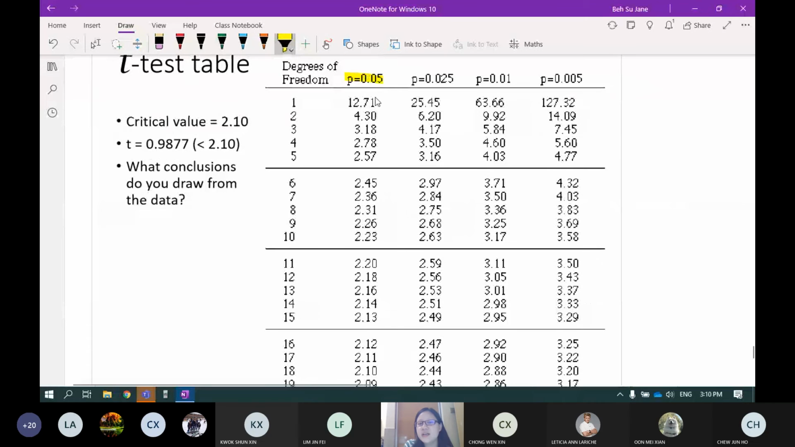So let's always look at the P equals 0.05 level. Degree of freedom is 18. A critical value is 2.10. You can see here that our t value is smaller than our critical value. And this means it is not significantly different. And this means that, hey, we have to accept our null hypothesis. Our null hypothesis is true. And this also means that any difference is due to chance. I think.